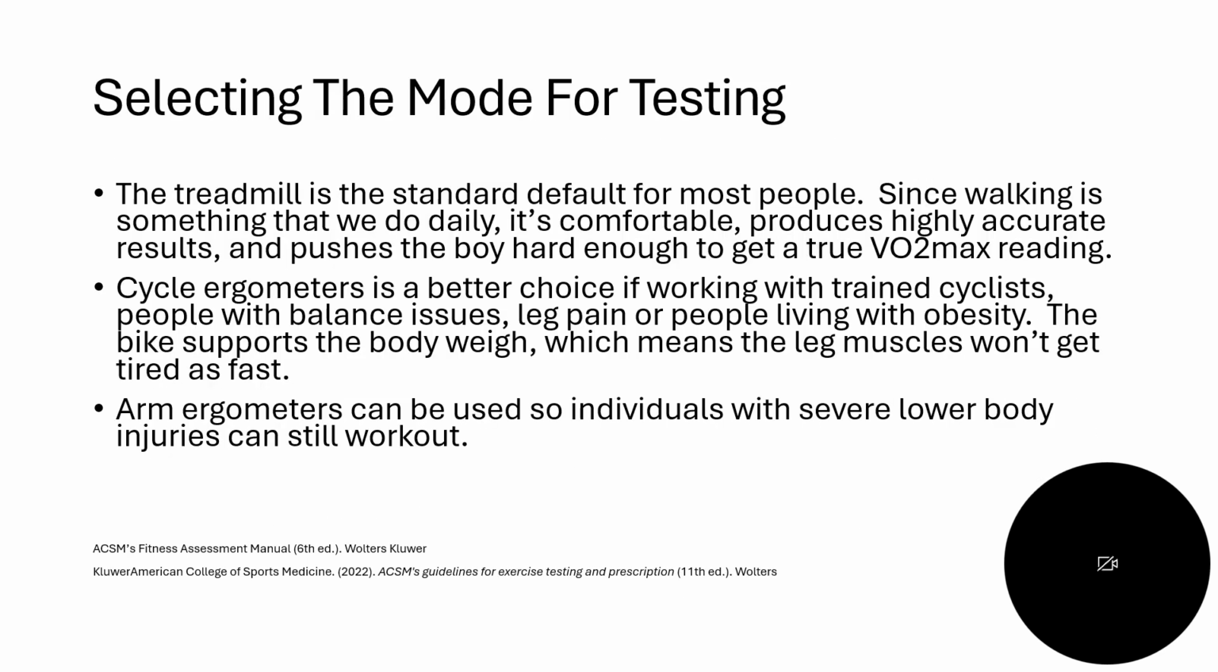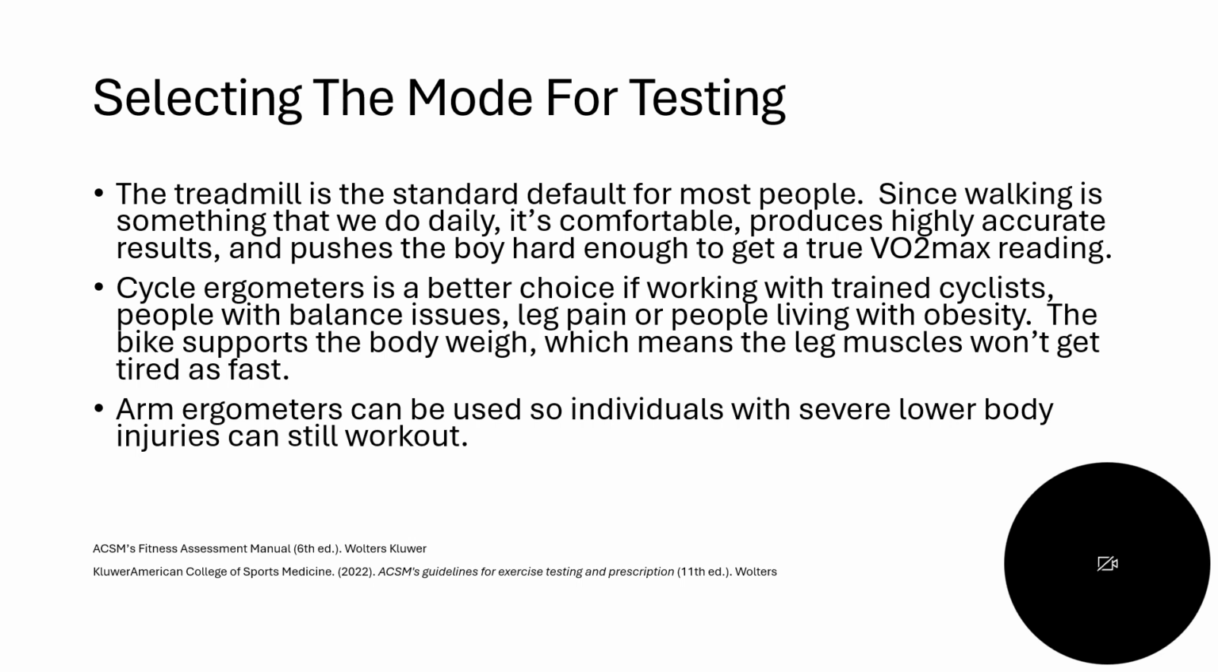When selecting the mode for testing, the treadmill is the standard default for most people. This is usually because walking is something that we do daily, it's comfortable, it produces highly accurate results, and it pushes the body hard enough to get a true VO2 max reading.